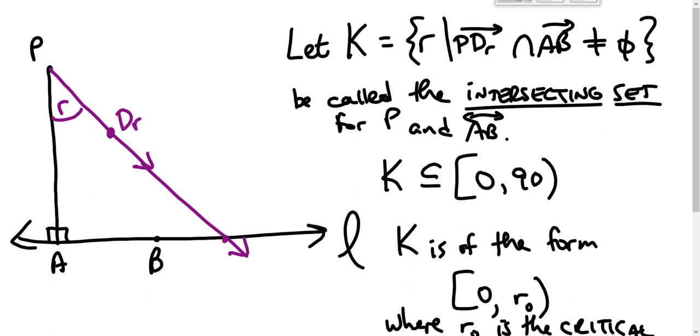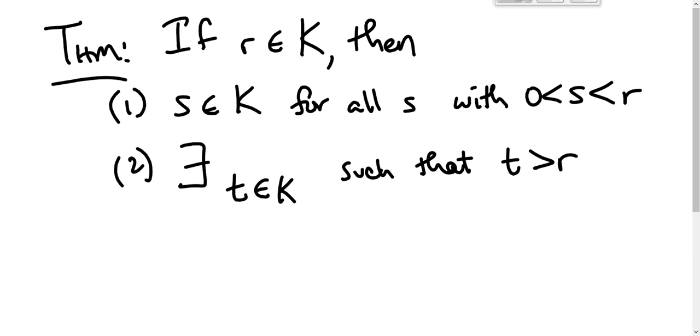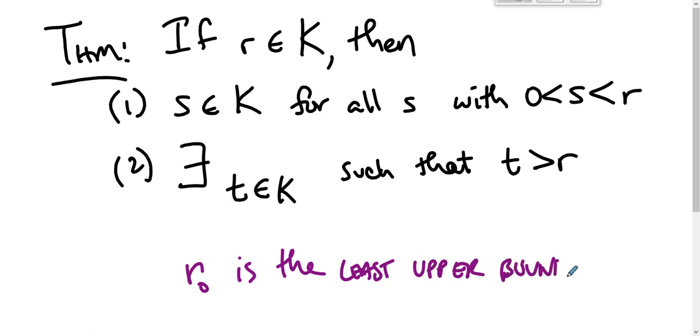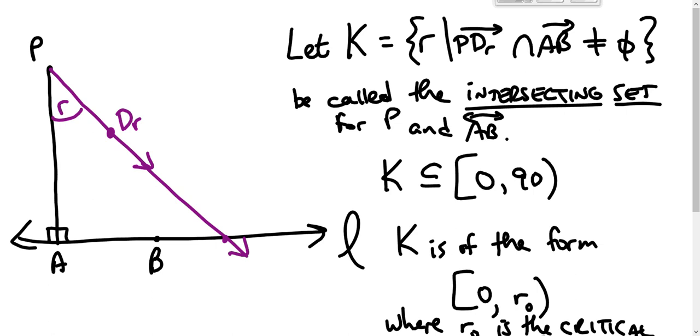If this is true, and we believe that it is, then R sub 0 is the least upper bound for the set K. It's not in the set, but it's the smallest number that's not in the set. Okay? That's a big deal. That's a big deal. So this is a diagram you should be familiar with. This is vocabulary you should be familiar with. I'm going to talk about angle of parallelism in the next video. You need that.